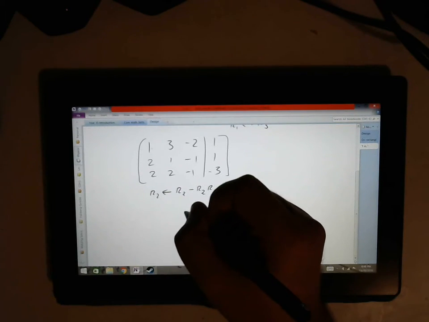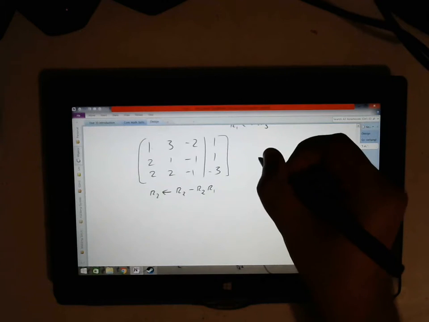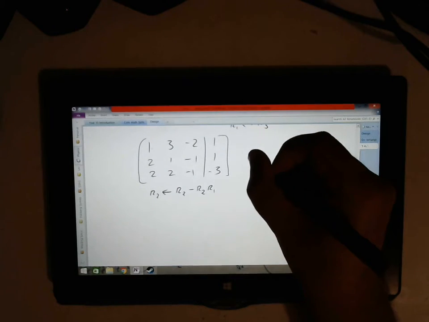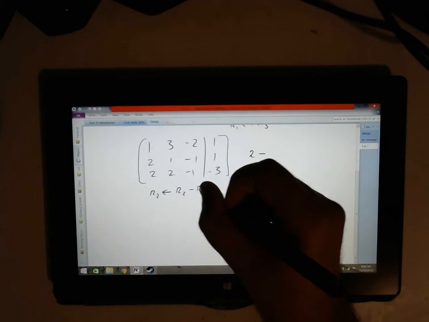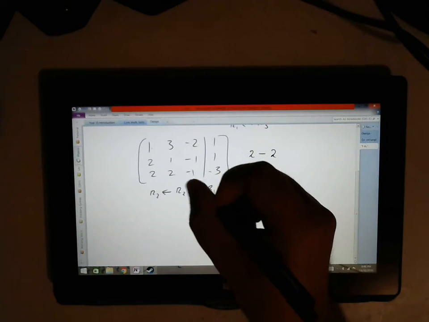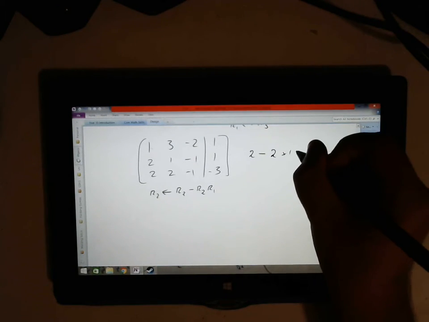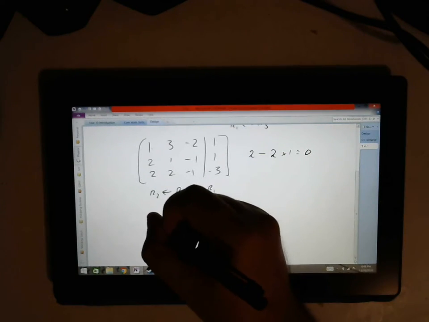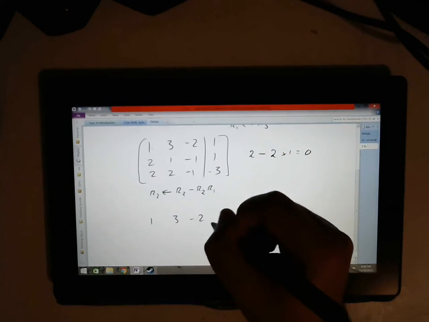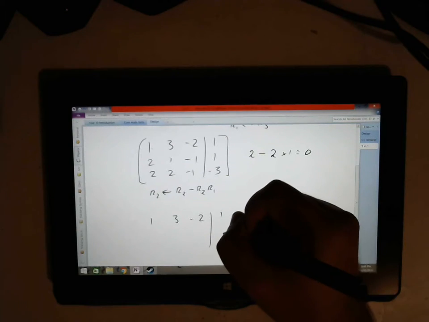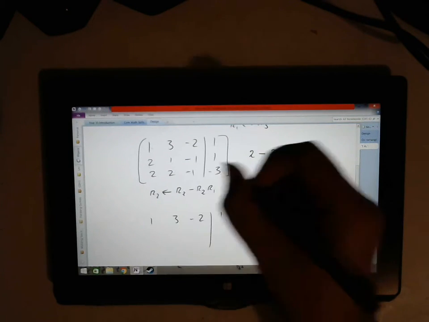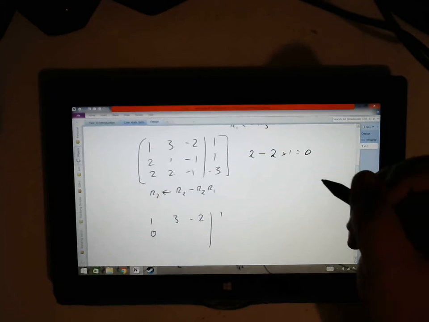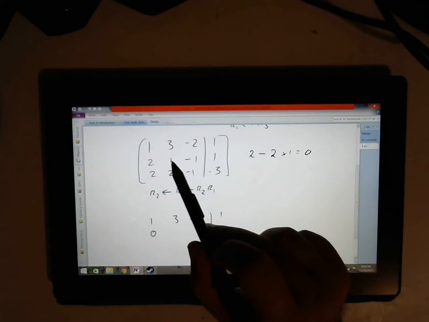So instead of that 2, I'm going to go, well, I said R2, 2, take away 2 times 1. Well, that equals 0, doesn't it? Okay, so we'll have across the top 1, 3, -2, augmented 1, and we've just said that will be 0. The next thing we're going to do, okay, so now we're going to do it to this line.